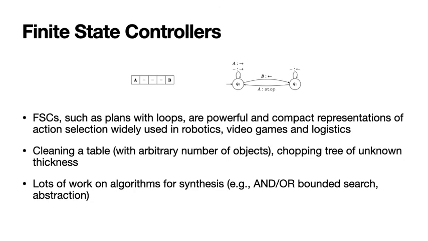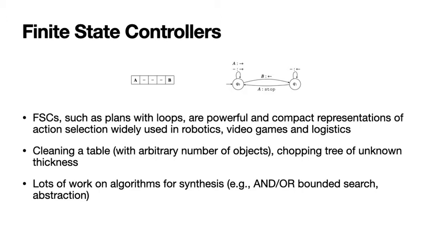So the key object of study here are finite state controllers. These are massively popular examples of plans with loops because they're powerful and compact for capturing a whole range of different kinds of plan structures. They're used in robotics, video games, and logistics.